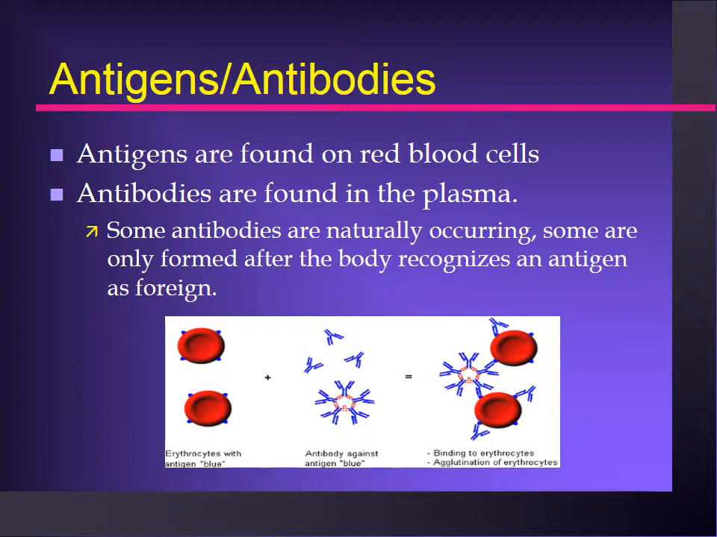In the picture below, you can see the antigens are on the red blood cells. They are the blue dots. Antibodies are the Y-type structures in the middle. And you can see on the right-hand side what happens when you combine an antigen with its corresponding antibody. Agglutination is allowed to form.